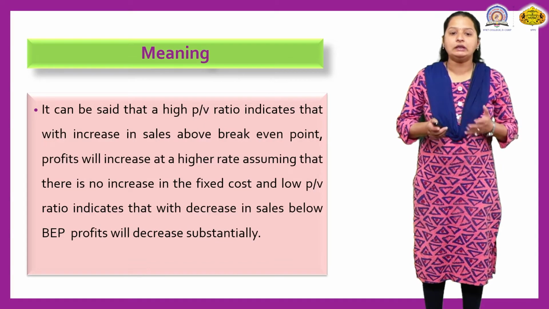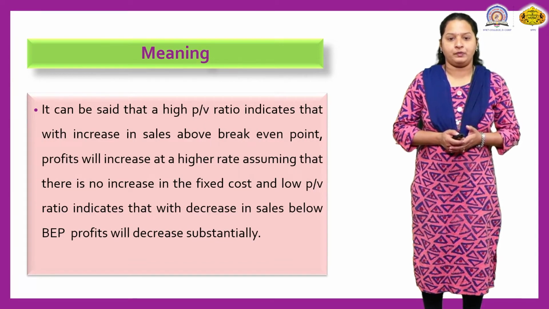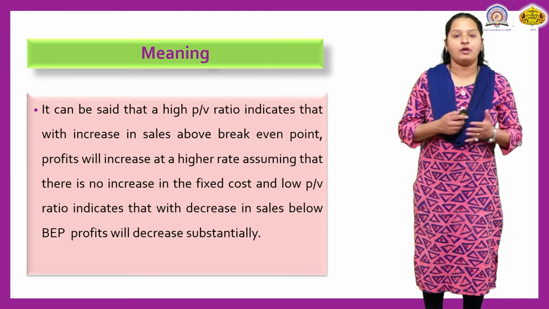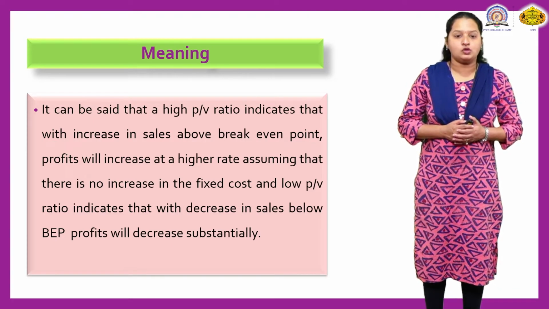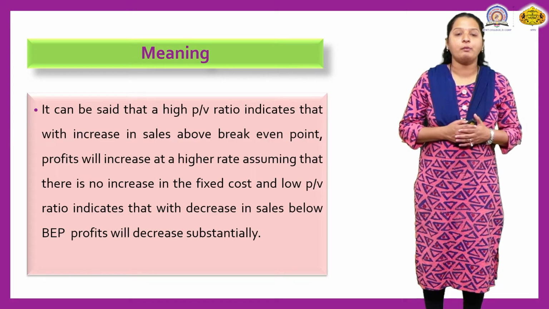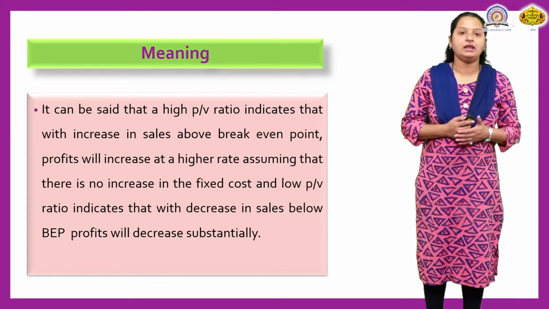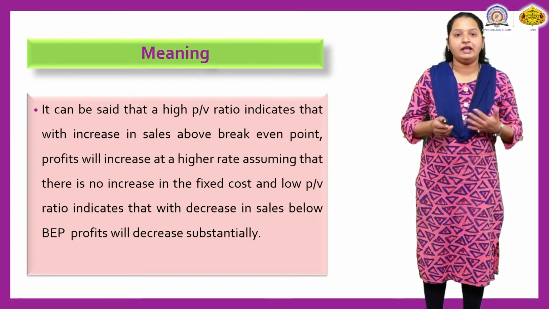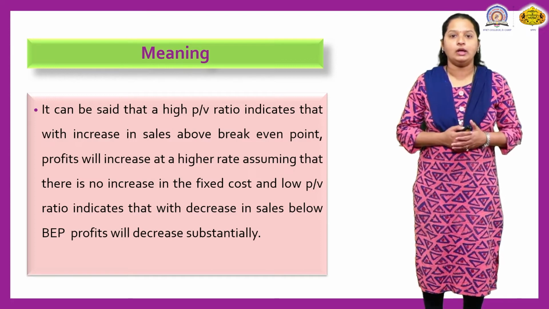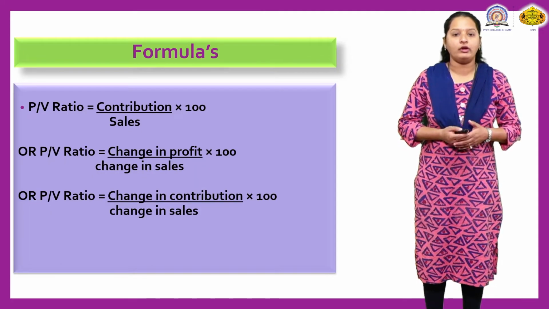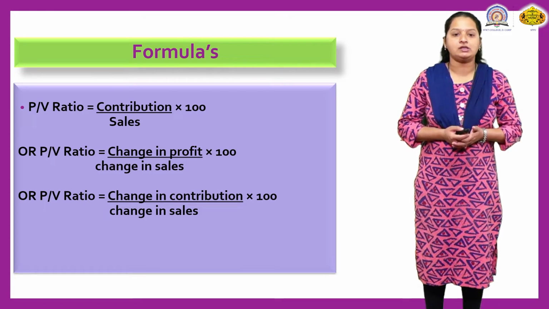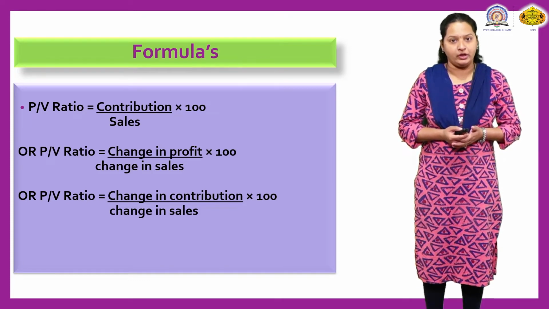We have also learned the meaning of fixed cost, and we have already learned the meaning of PV ratio also. PV ratio indicates that if the sales above break-even point are more, then the profit is more. And if the sales at break-even are less, the profit is also less. We have already studied the formula related with the PV ratio, that is contribution upon sales into 100.